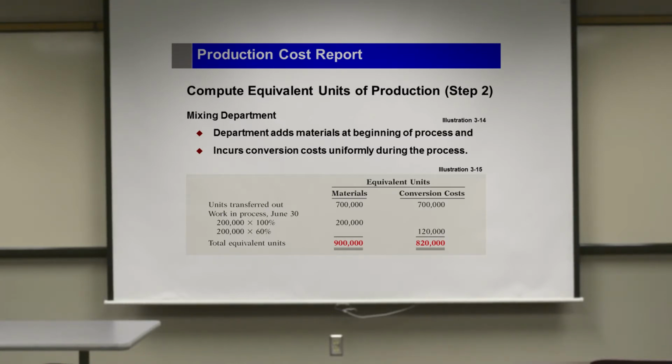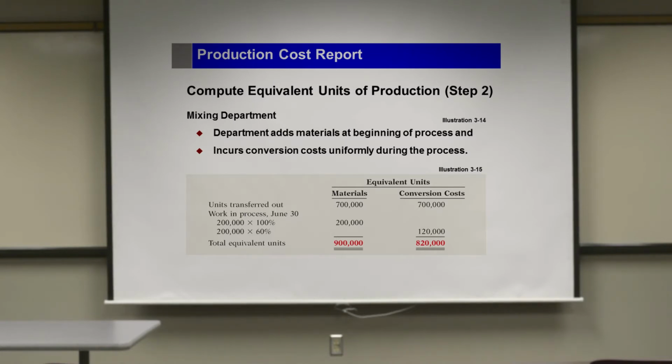As far as the 700,000 units that are transferred out, they are complete with respect to materials and with respect to the conversion costs. So the number of physical units and the equivalent units are the same, which is 700,000.